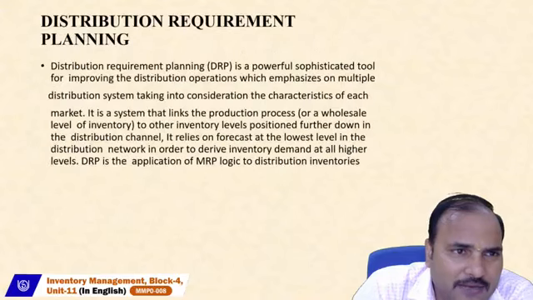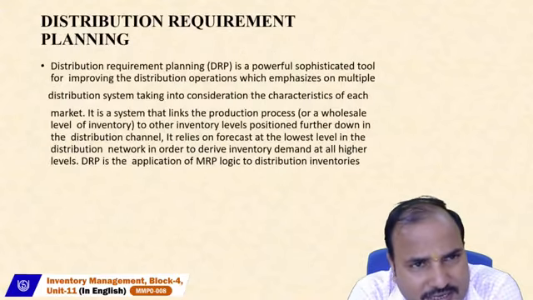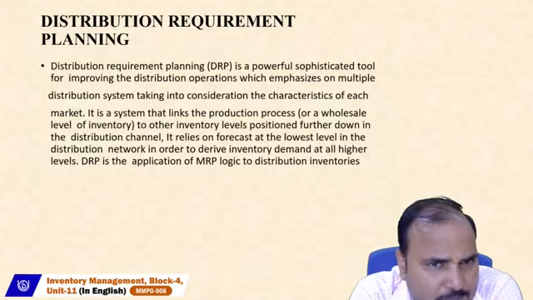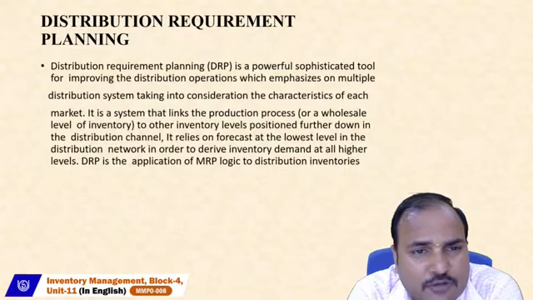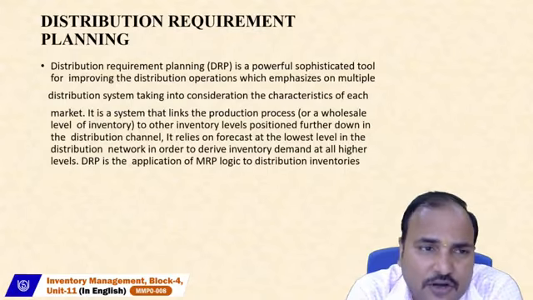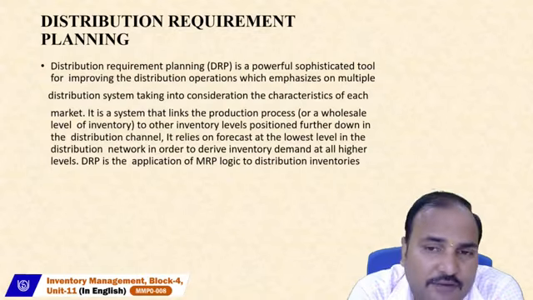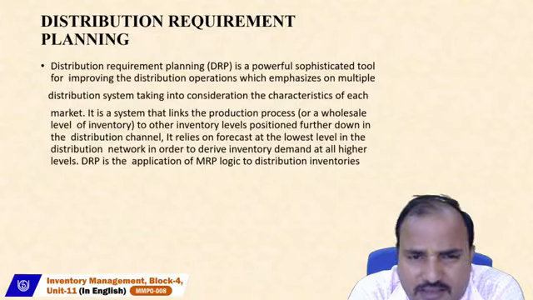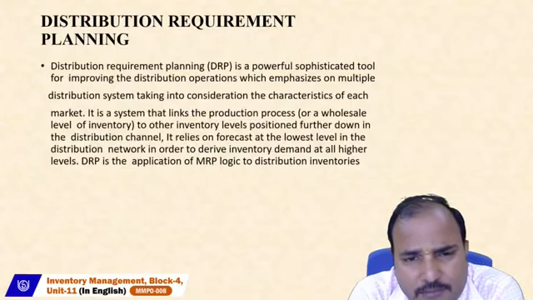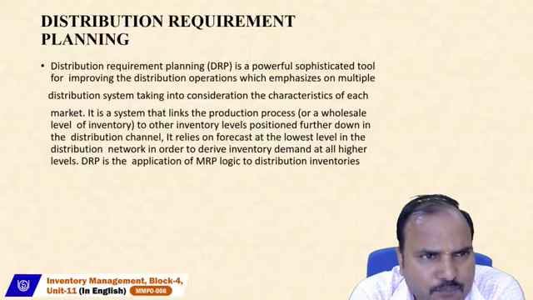Then we have discussed the MRP table, and after that we have discussed the distribution requirement planning. Here it is a powerful, sophisticated tool for improving distribution operations, which emphasizes multiple distribution systems, taking into consideration the characteristics of each market. And it is a system that links the production process to the inventory level positions further down in the distribution channel.